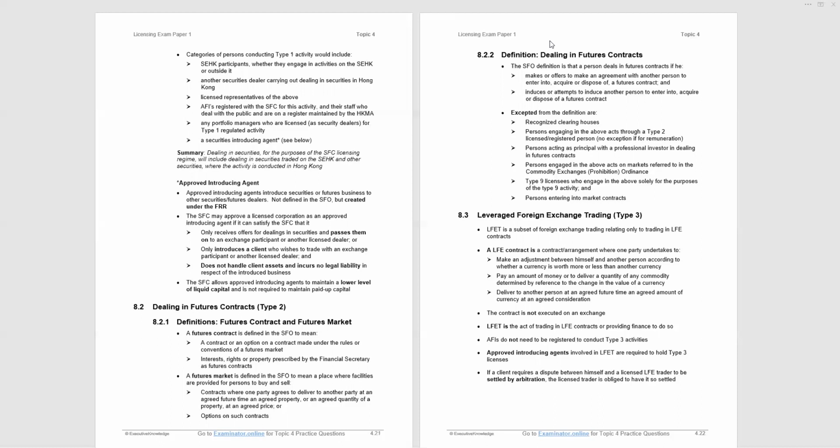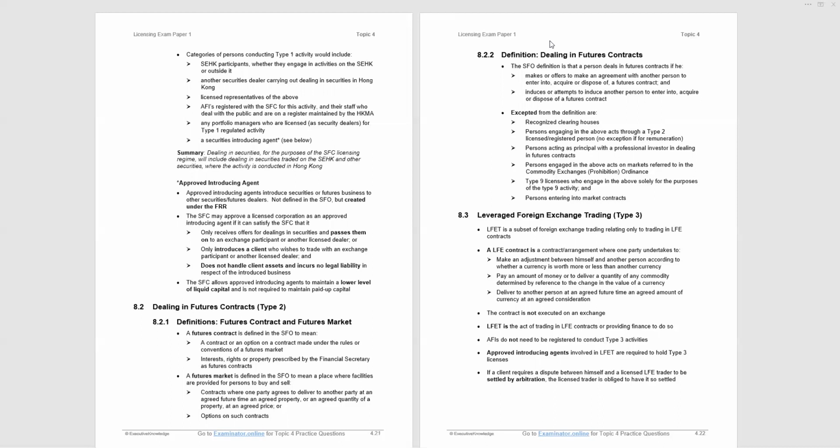But please be aware, although I'm told there are not many approved introducing agents around, it is regularly examined. It would be one question in the exam, so be comfortable with the concept of approved introducing agent. Okay, that was the material on Type 1, dealing in securities.